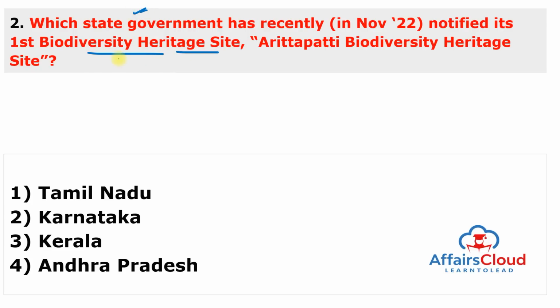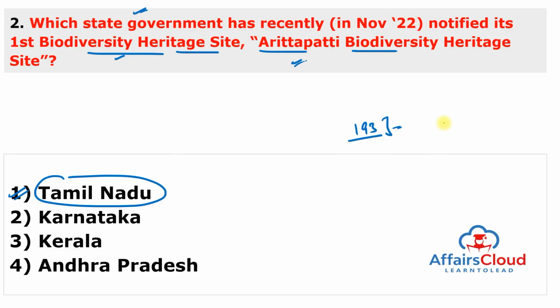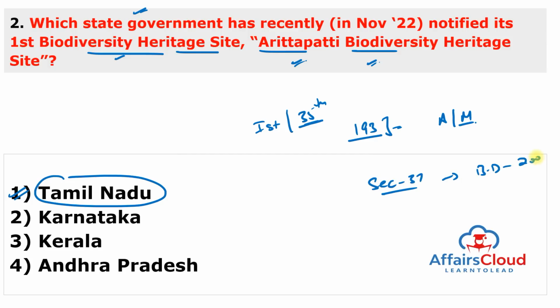This is the state government's first biodiversity heritage site, known as Arittapatti Biodiversity Heritage Site, and this state is Tamil Nadu. And mark this word important, Arittapatti Biodiversity. So the government of Tamil Nadu has notified the almost 193 hectares of area spread across Arittapatti and Meenakshipuram in Madurai district of Tamil Nadu as Arittapatti Biodiversity Heritage Site. And this is Tamil Nadu's first and India's 35th Biodiversity Heritage Site.